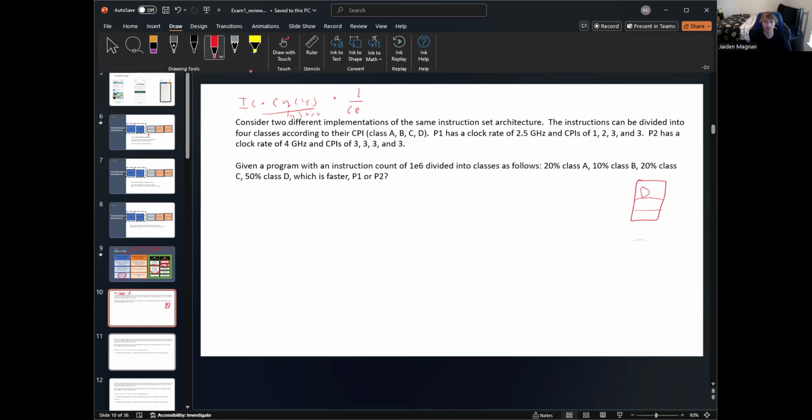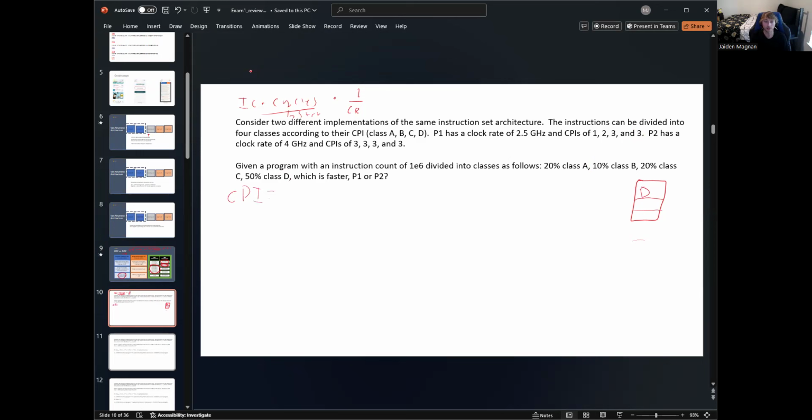So the way you do this is the first thing you're going to do is you're going to take a weighted average. That's going to be your CPI. So you're going to take each of the CPIs that are given, and we're saying 20% of the time, the instructions are only going to take 1 clock cycle. So you do 0.2 times 1. 10% of the time, the instructions will only take 2 clock cycles. So you add 0.1 times 2. 20% of the time, it'll take 3 clock cycles. So we can add that. And then 50% of the time, it will take 3 clock cycles. So you just add 0.5 times 3.